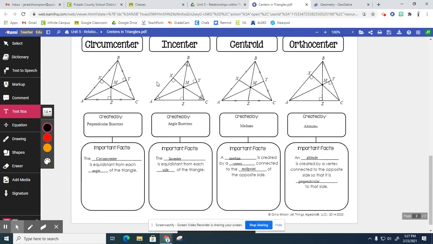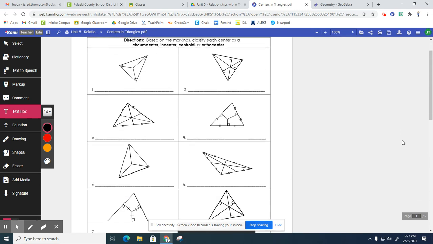Circumcenter, incenter, centroid, and orthocenter. The whole point of this is you need to be able to look at these markings and figure out which one of these centers it is. So let me show you. I'll try and find one of each, all right?